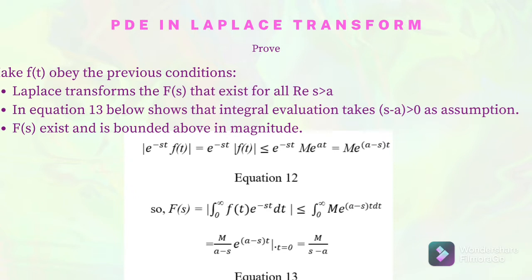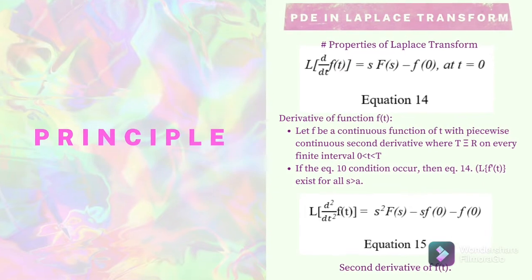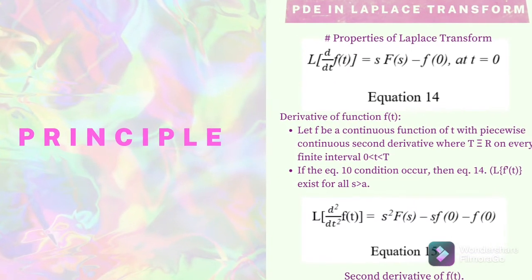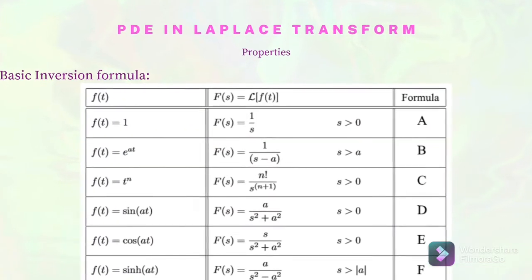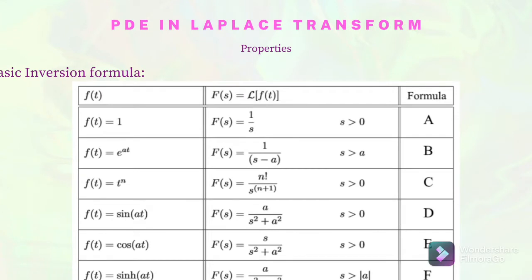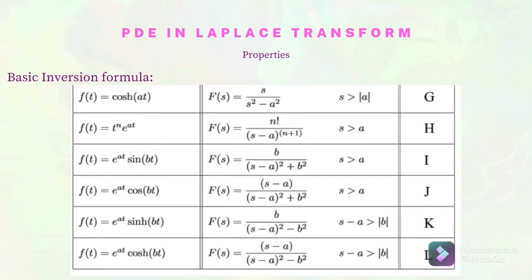Equation 13 below shows the integral evaluation takes s minus a bigger than 0 as an assumption. F(s) exists and is bounded above its magnitude. Equation 14 is the derivative of function f(t) of the Laplace transform, while equation 15 is the equation obtained from the second derivative of f(t). In the Laplace transform, it is required for us to know about the basic inversion formula.